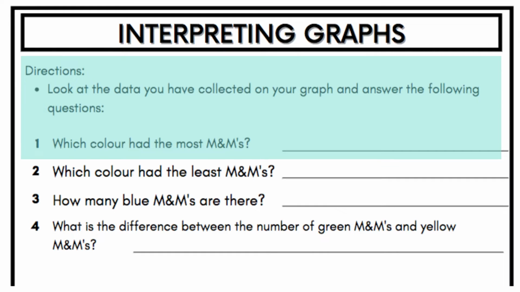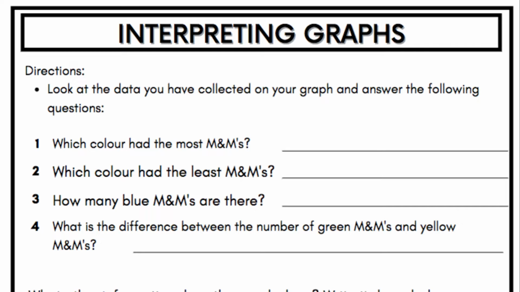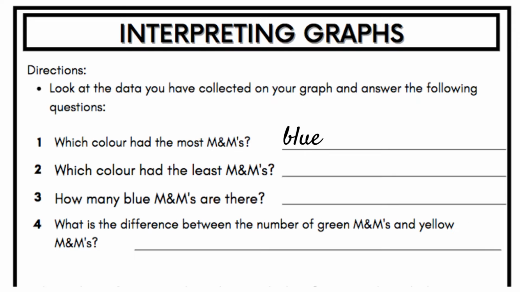Second part of this activity, which is to actually interpret the information. So let's take a look at the first question. Which colour had the most M&Ms? Look at your graph and see which bar is the highest. Which one had the most M&Ms? Can you work it out? So if you were using the same data that I collected, it should be 10. 10 blue M&Ms. So which colour had the most M&Ms? It was blue. I want you to go ahead and finish the rest of the answers, and then we'll come back and see how you went.